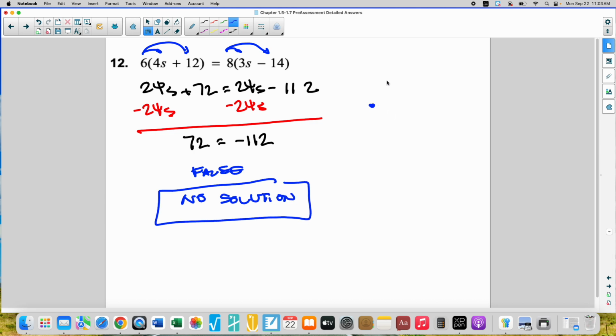And notice variables canceled, and you got a false statement. The answer is going to be no solution.